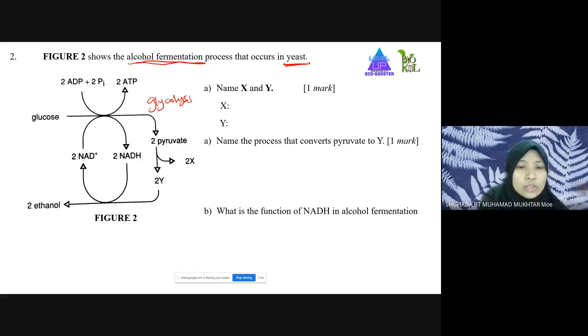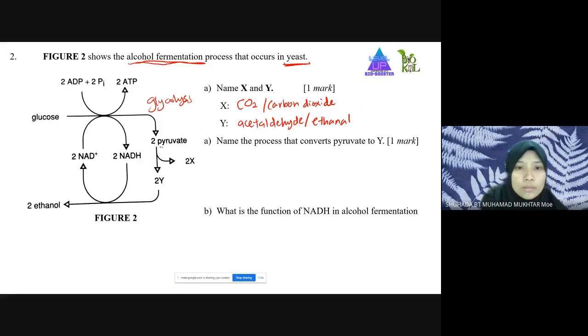So awak kena tahulah. So Y ialah ethanol ataupun acetaldehyde. So this is decarboxylation. Okay, so X ialah CO2 ataupun carbon dioxide. Okay, kalau awak letak CO2 saja pun betul. Okay, what is Y? Okay, Y ialah acetaldehyde ataupun ethanol. Okay, ethanol. Okay, and then acetaldehyde jadi ethanol. So they reduce.